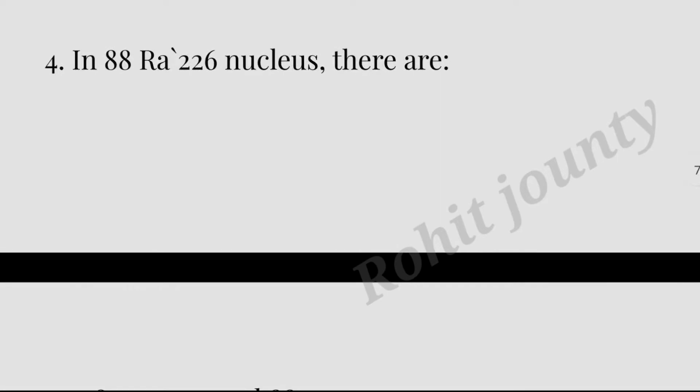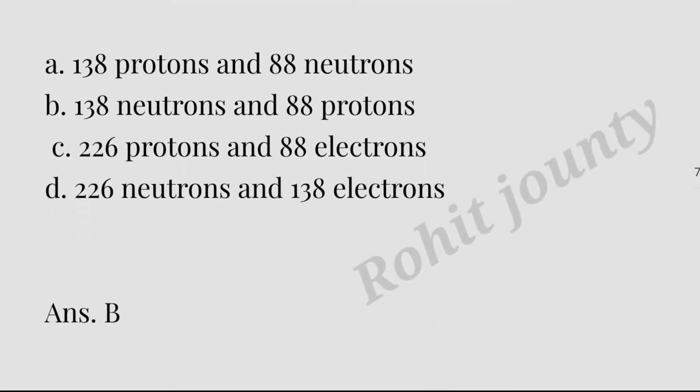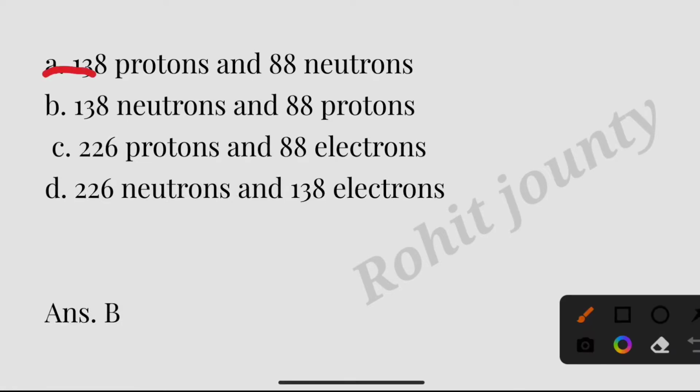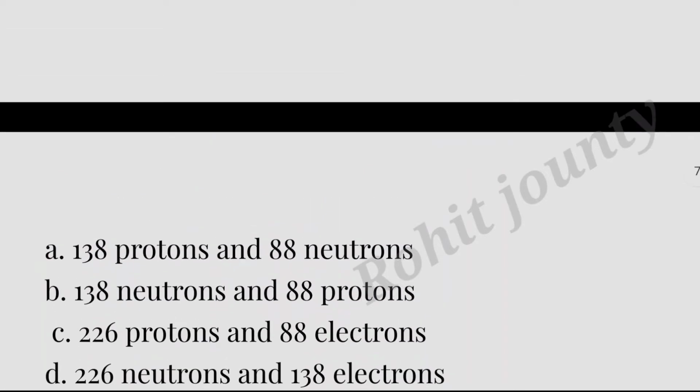Question number 4. In the radon-226 nucleus, with atomic number 88, there are option A: 138 protons and 88 neutrons. Option B: 138 neutrons and 88 protons. Option C: 226 protons and 88 electrons. Option D: 226 neutrons and 138 electrons. The correct answer is option B: 138 neutrons and 88 protons present in this radon.